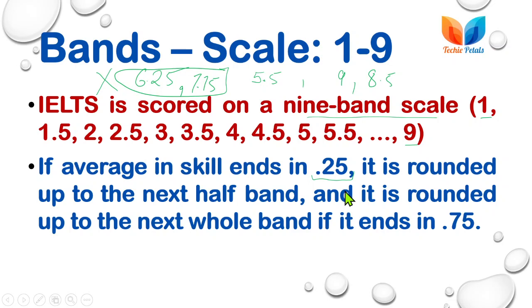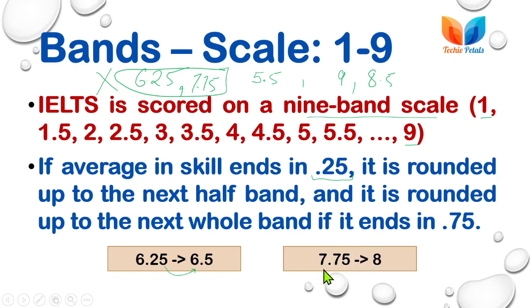Similarly, if your overall score ends with 0.75, like 6.75 or 5.75, then it will be rounded to the next whole band, right? For example, 6.25 will be rounded to 6.5. Similarly, 7.75 will be rounded to 8, a whole band or a half band, right? So this is the main formula that you need to know about.